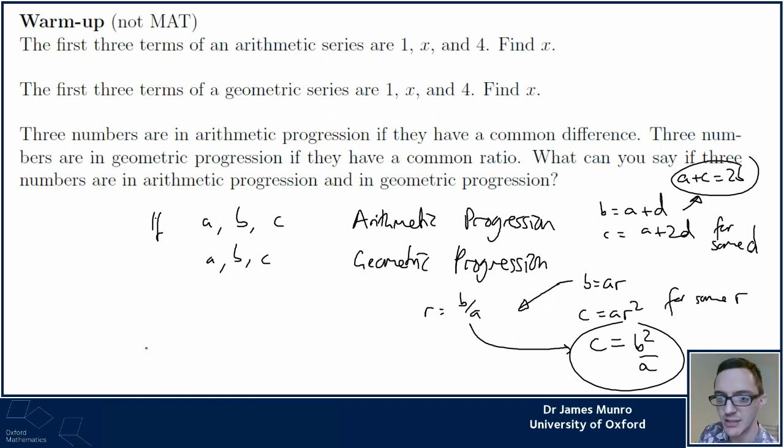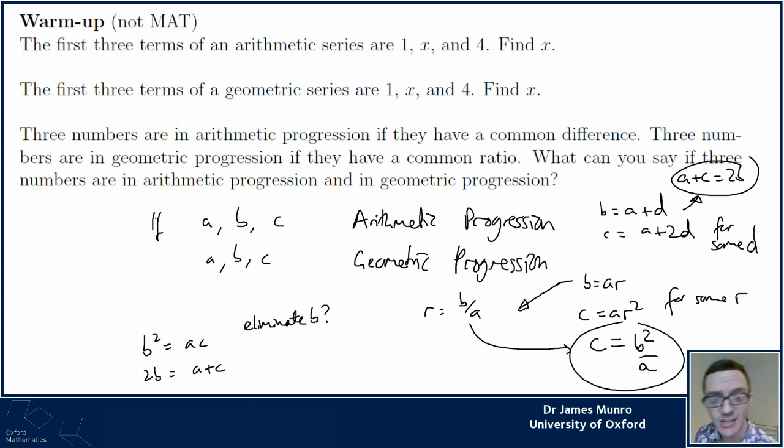One of them says that B squared is equal to AC, and one of them says that 2B is equal to A plus C. Can we have both of these at once? My aim here is to show that this implies some relationship between just A and C. I'm going to try and eliminate B from these equations.